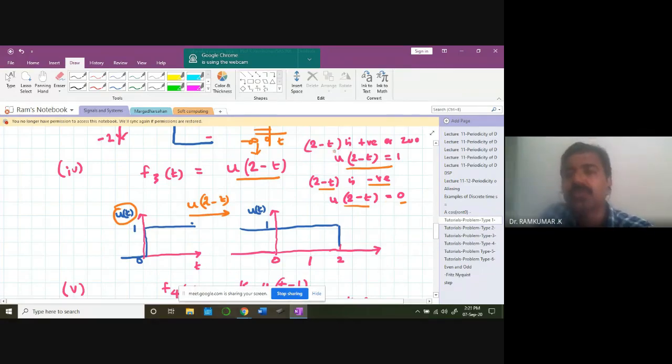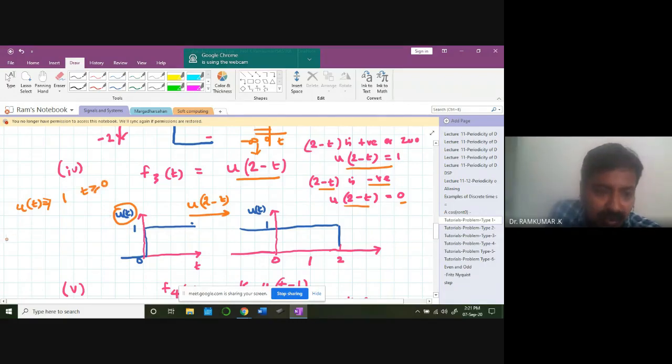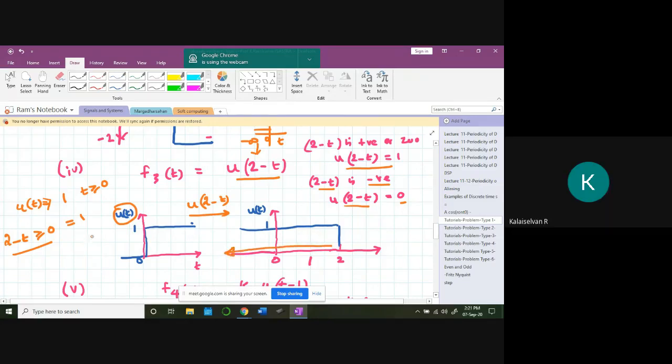Why is it so? Because how do you define u of t? u of t is equal to 1 for t greater than or equal to 0. Now you are changing it to 2 minus t. Therefore, 2 minus t greater than or equal to 0 is the condition, and only then does it become 1. Am I right? Then u of 2 minus t is equal to 1 for all these values. Sir, it becomes 1.